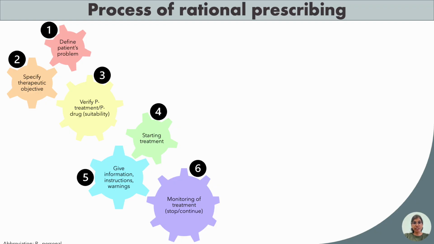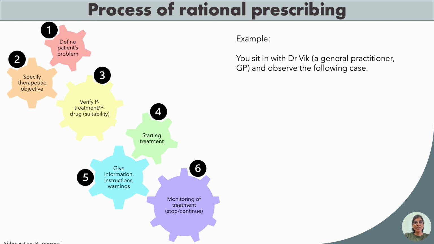Now, there is a process of rational prescribing. There are 6 steps involved. The first one would be you define the patient's problems, and then you would need to specify a therapeutic objective. For example, if the patient has URTI or upper respiratory tract infection, what would be your therapeutic objective in that sense? And then you would verify your P treatment or P drug based on the suitability to achieve your therapeutic objective, which is again aimed at step 1, defining the patient's problem. And then step 4, you would actually just start the treatment. And then you would also give information, instruction, warnings, potential side effects, and whatnot to the patient that's taking it. And last but not least, you would monitor the treatment, whereby if the therapeutic objective is achieved, the treatment may be stopped or continued.